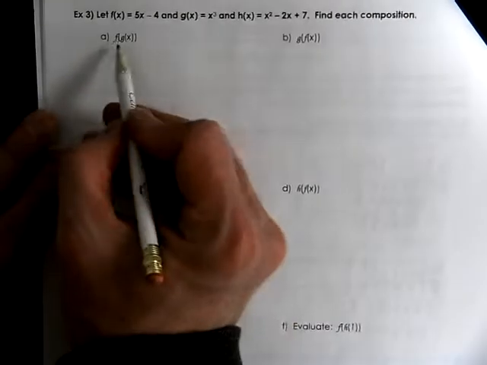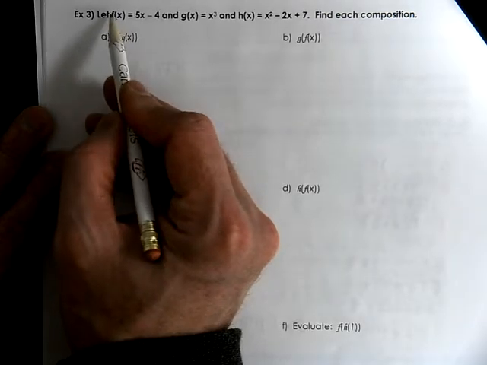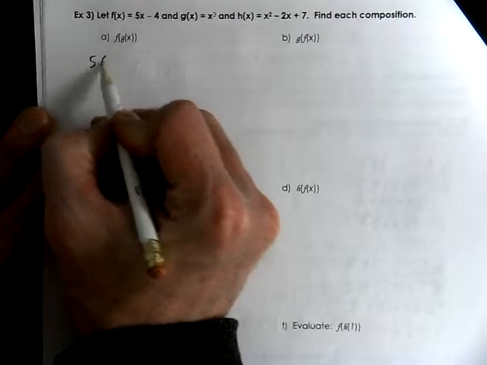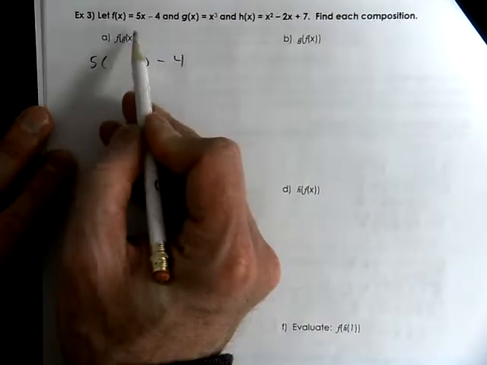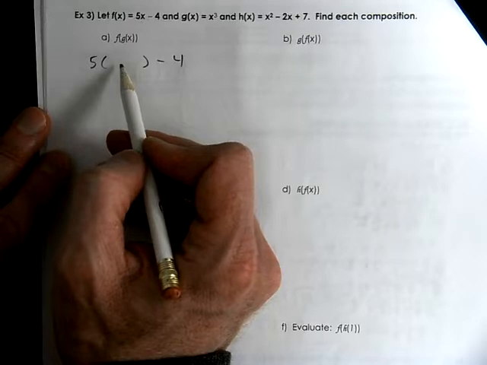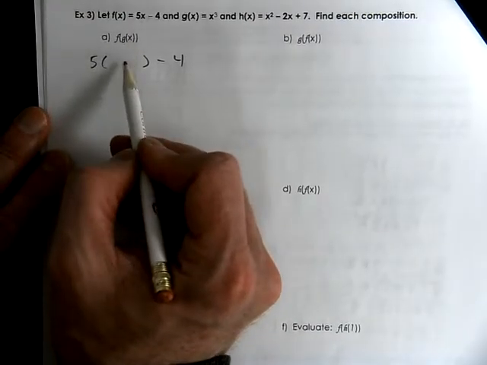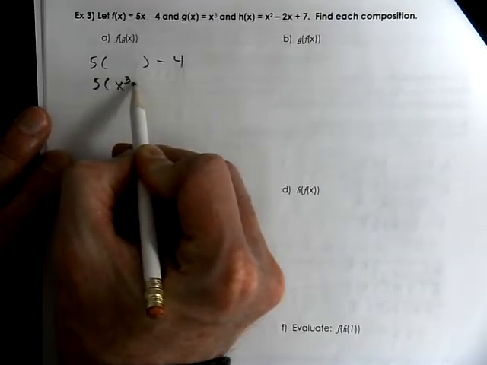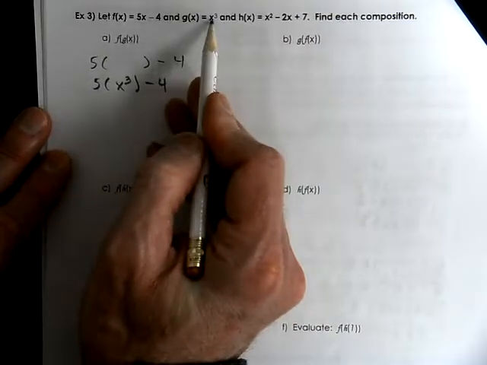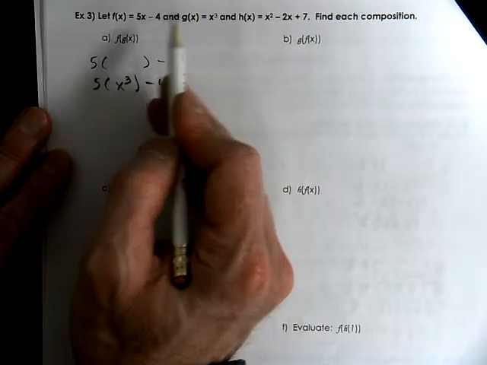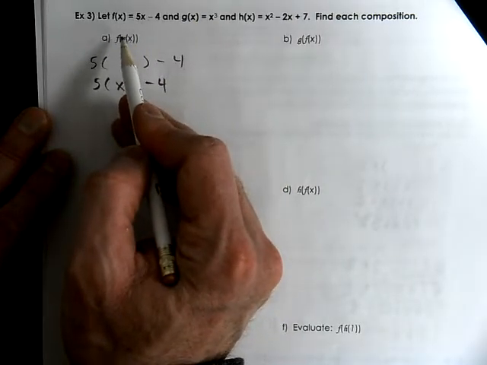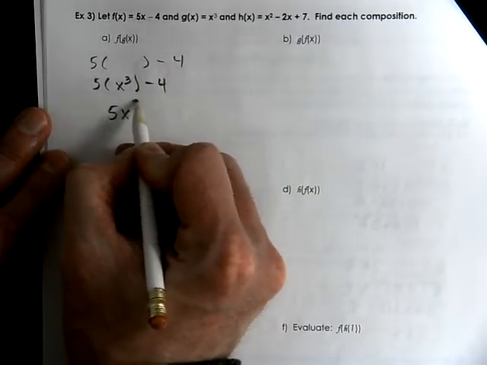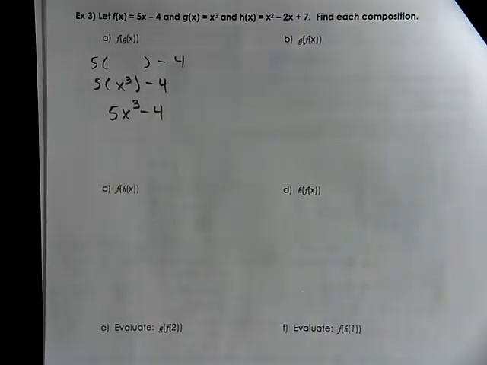f of g of x. We take the f function. The f function is 5x minus 4. So we're 5 times something minus 4. The x is just a parenthesis, and we're going to plug the g of x into that parenthesis. So we're 5 times x cubed minus 4, because the x cubed is the g of x, and the g of x gets plugged into the f for every x value. So this becomes 5x cubed minus 4.